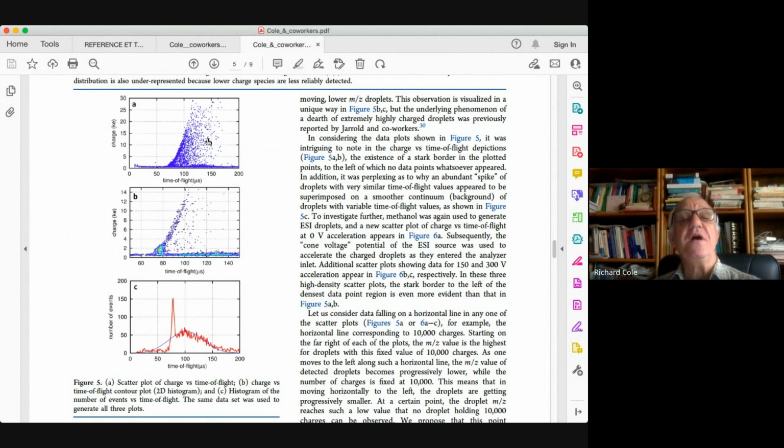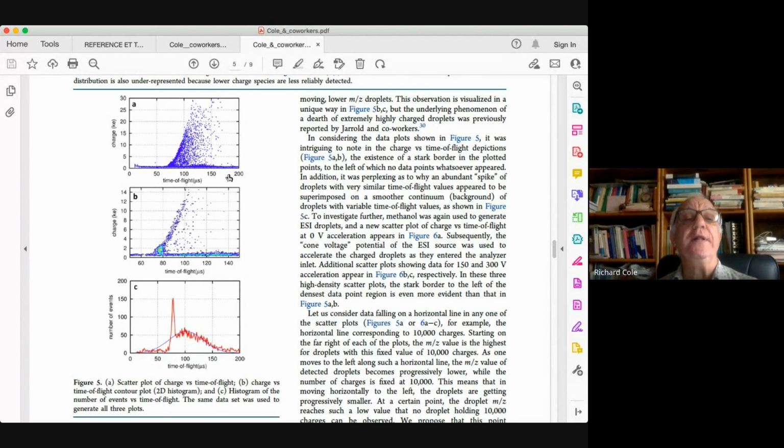But what was also quickly visible and caused some immediate questions is, wow, it seems like we have a real stark border here. And so in this scatter plot, we thought about it and said, well, let's consider that we're only looking at charged particles that have 10,000 charges here.